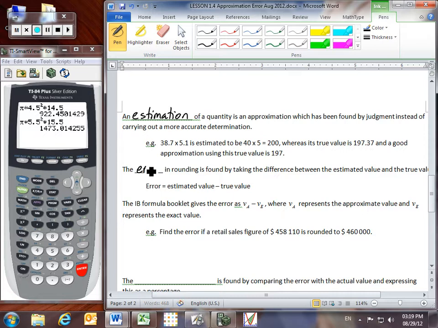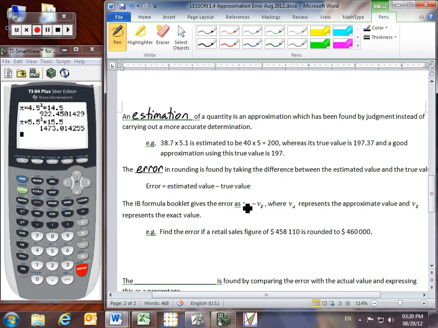Now the error in rounding is found by taking the difference between the estimated value and the true value. So we always do estimated value minus the true value. Okay, the real one comes second. This is the inaccurate one. Now the IB formula booklet actually gives this a little bit differently. It gives it as VA, meaning the approximated value, minus VE, which is the exact value. So it's the same concept. The true value, the exact value comes second. The estimated or approximate value comes first.